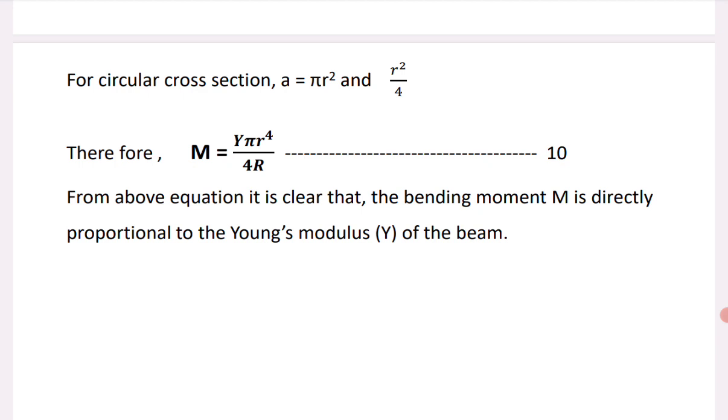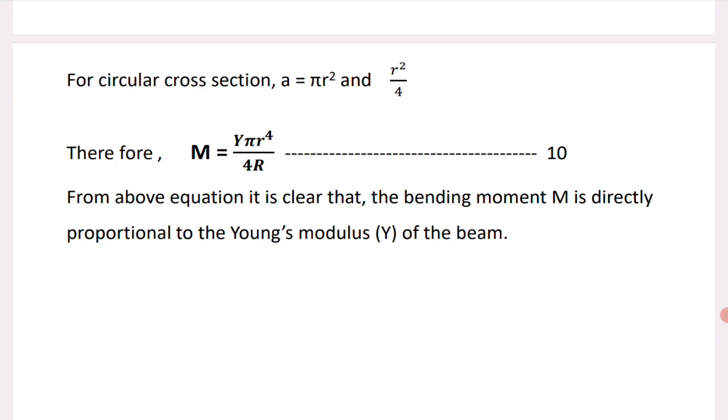Here r is the radius of the cylindrical or circular cross section, the radius of gyration k square is equal to r square by 4 and the area of cross section A is equal to pi r square. So then Ig is equal to pi r to the power of 4 by 4, which can be replaced in equation 8. Then finally we will get M is equal to Y pi r to the power of 4 by 4R. Let this be equation number 10.